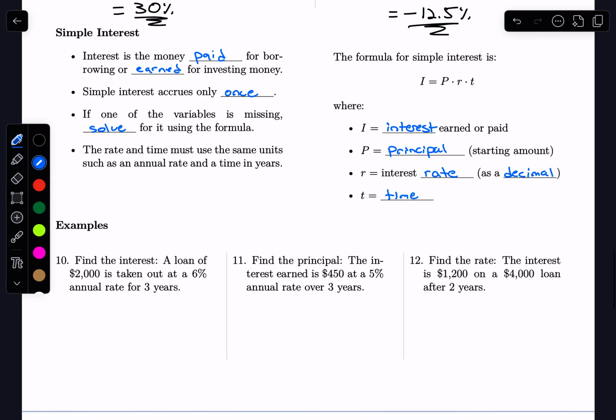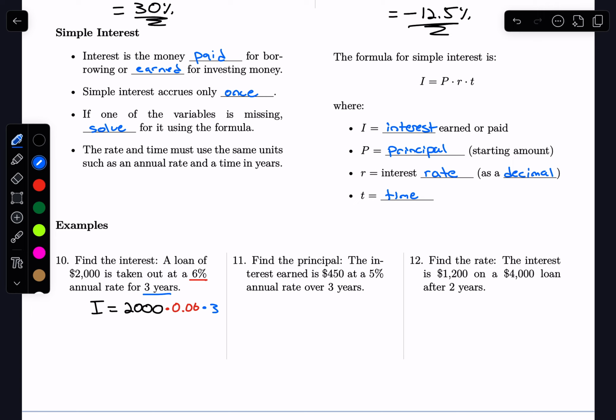So number 10 is going to be the most basic one, where all we have to do is plug in. So it says find the interest, meaning we're solving for I. A loan of $2,000 is taken out at a 6% annual rate for 3 years. So we're going to set this up as I equals the starting amount of the loan, the principal is 2,000. The interest rate is 6%, but I can't plug in 6% directly. I need to plug it in as 0.06. So I turn it into a decimal. And then the time is 3 years.